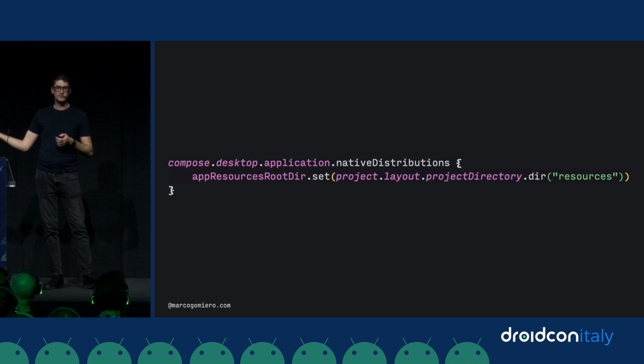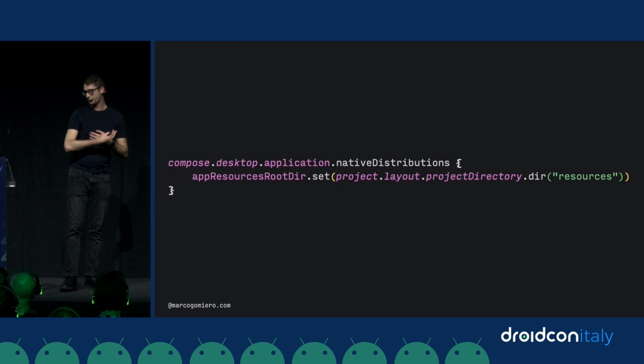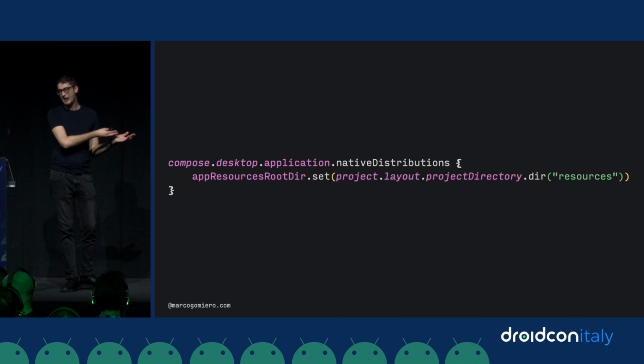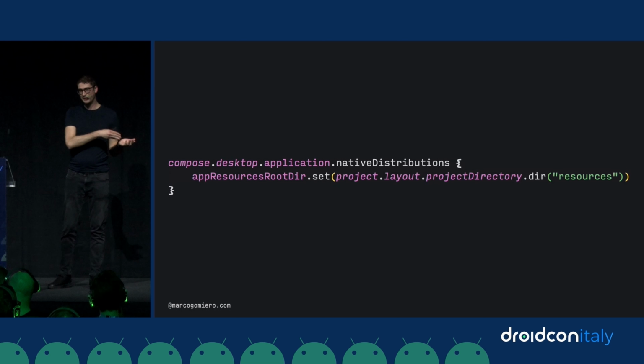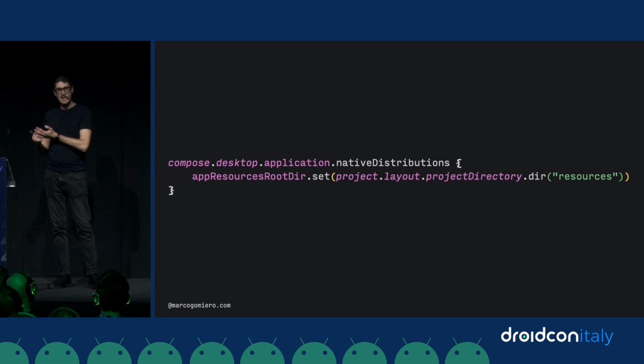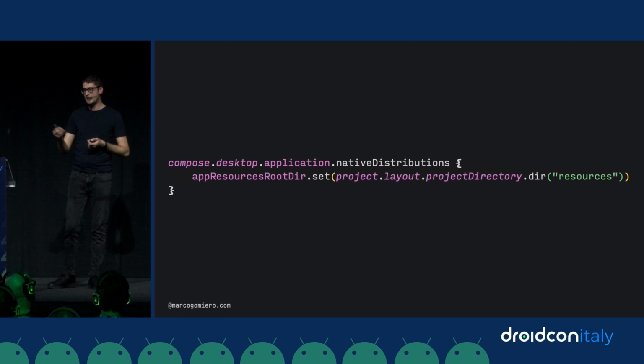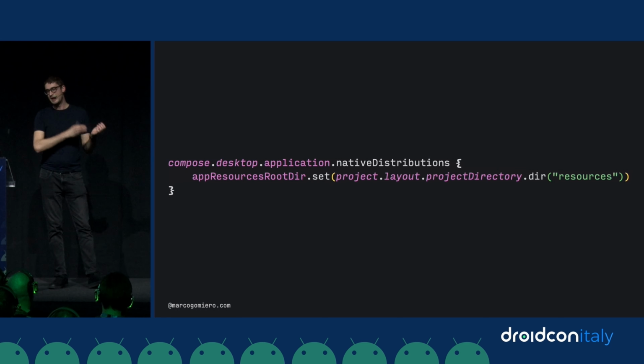And then, of course, you have to tell the Compose Gradle plugin that there is a folder to get stuff from and put it into the binary and sign it. So you need to just set the app resource root directory.